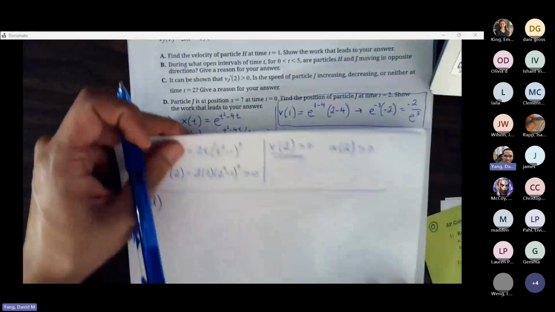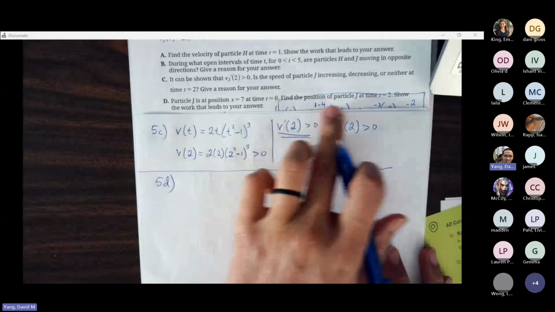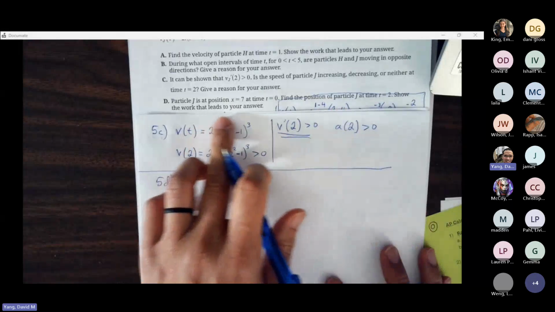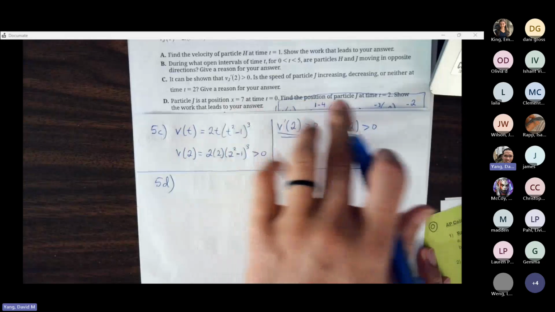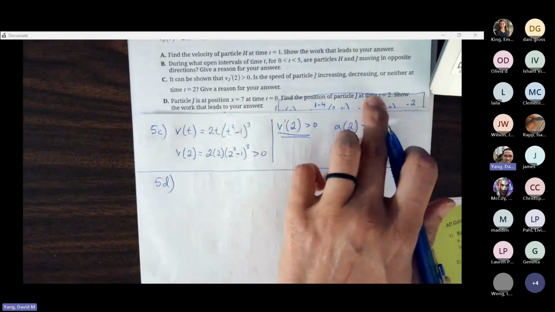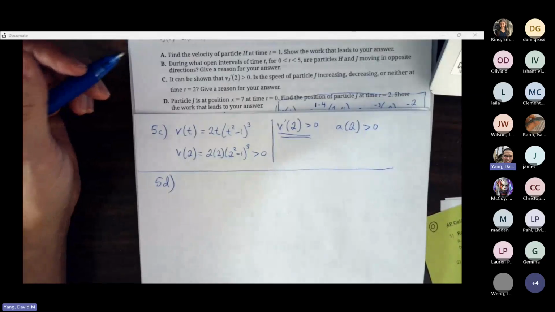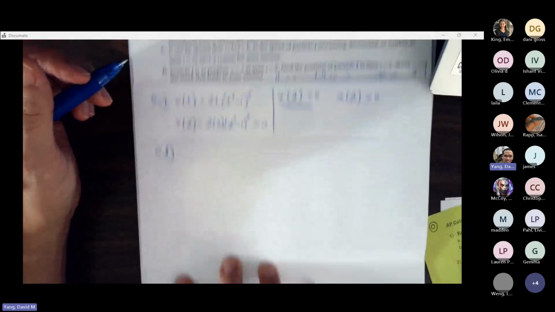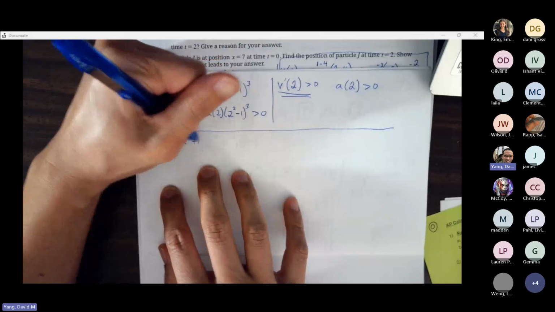Part D. Particle J is at position x equals 7 at time t equals 0. Find the position of the particle at t equals 2. Show the work that leads to your answer. So we're looking for a position. We're given a starting position. We have velocity. This should remind us of applying that final equals initial plus displacement formula that we've seen in the past.